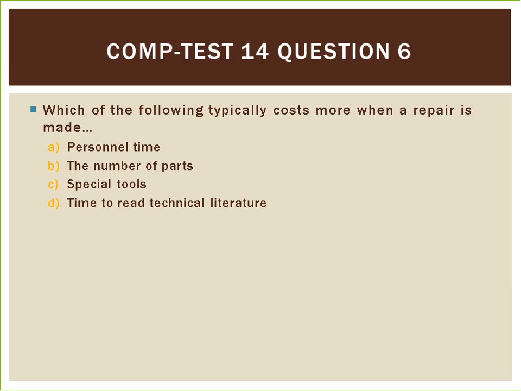Answer A is the best answer here because personnel time is used in acquiring parts, special tools, and reading technical literature. B is the incorrect answer because even though many parts may be needed, the cost per part won't exceed the price of labor per hour. C is the incorrect answer because the cost of special tools will not add up as fast as personnel time. D is the incorrect answer because reading technical literature is considered personnel time. So A is the best answer here.